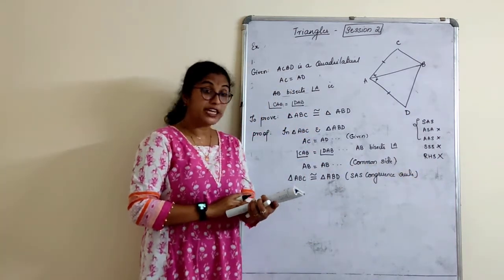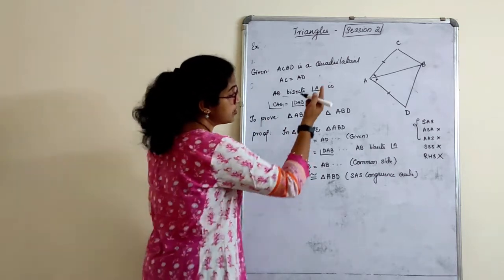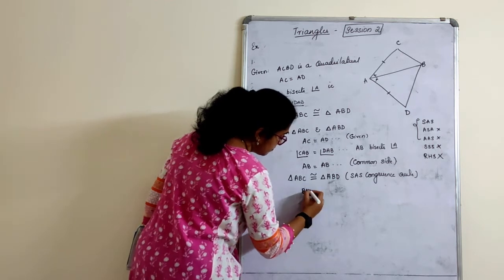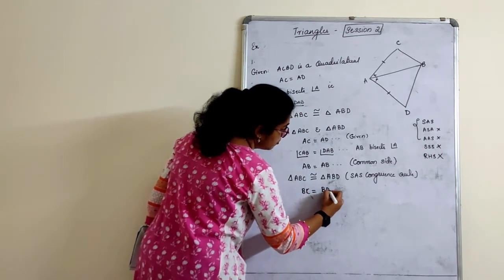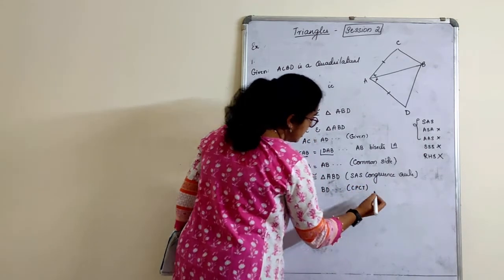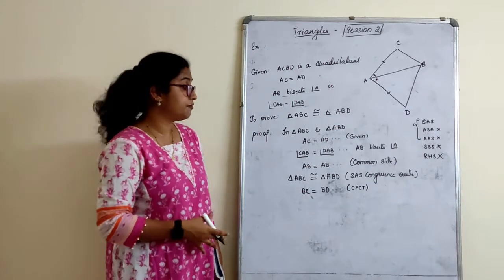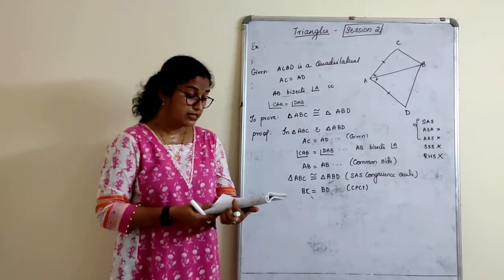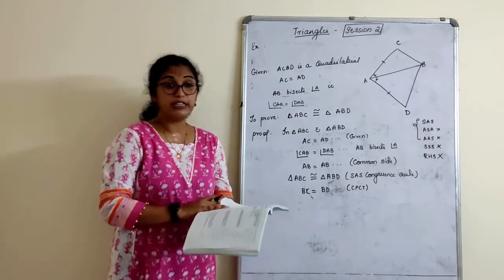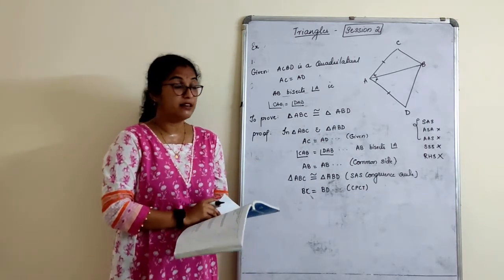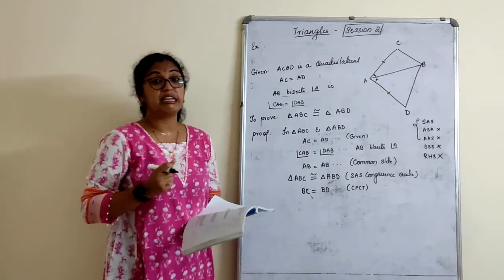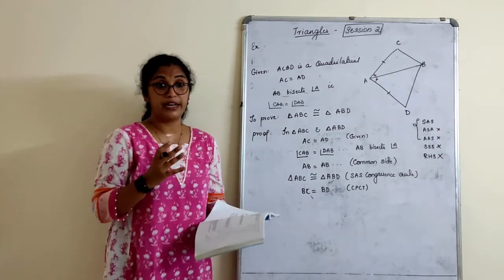Something else is asked. What can you say about BC and BD? Where is this? BC and BD. Can I say BC is equal to BD? Why? CPCT. They are equal because they are corresponding parts of congruent triangles. So this is how we actually solve the sum. We will stop with only one sum that I have done, because I want you to understand the given theorem, what it is and how to prove it. This was just an example from the first exercise that I have done.